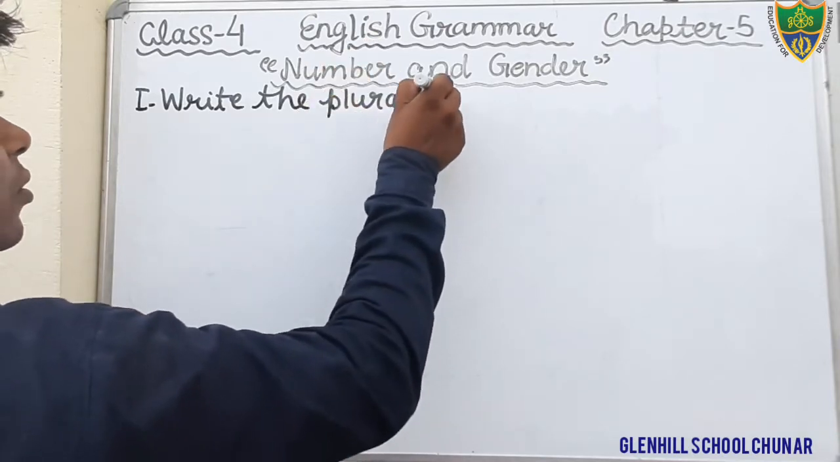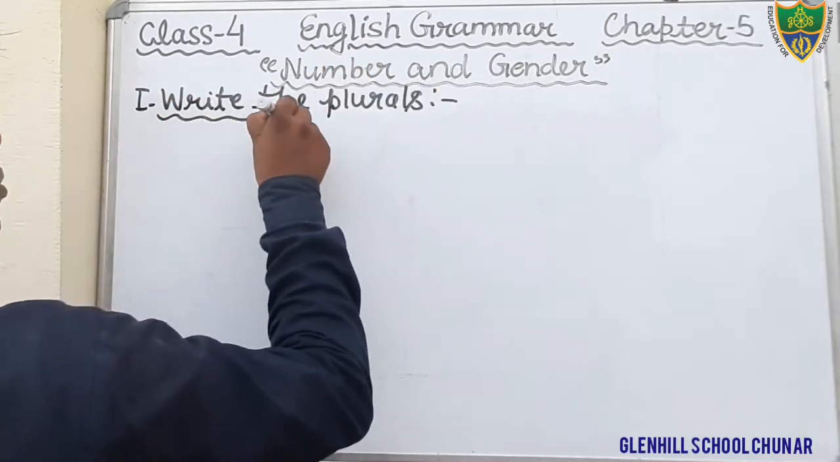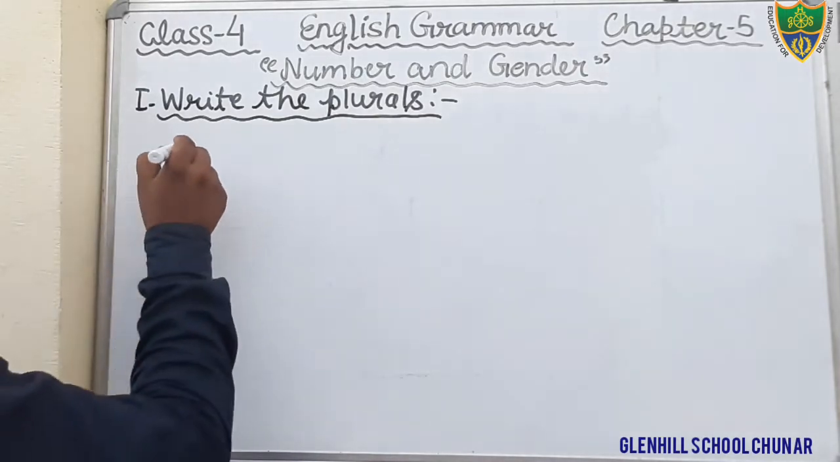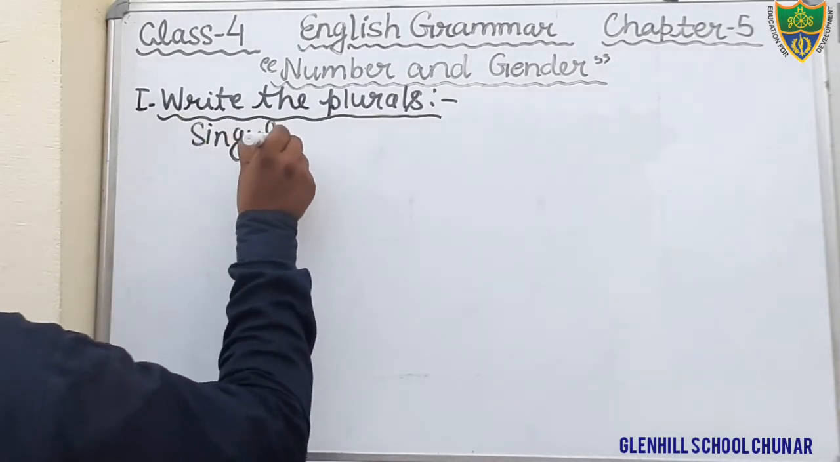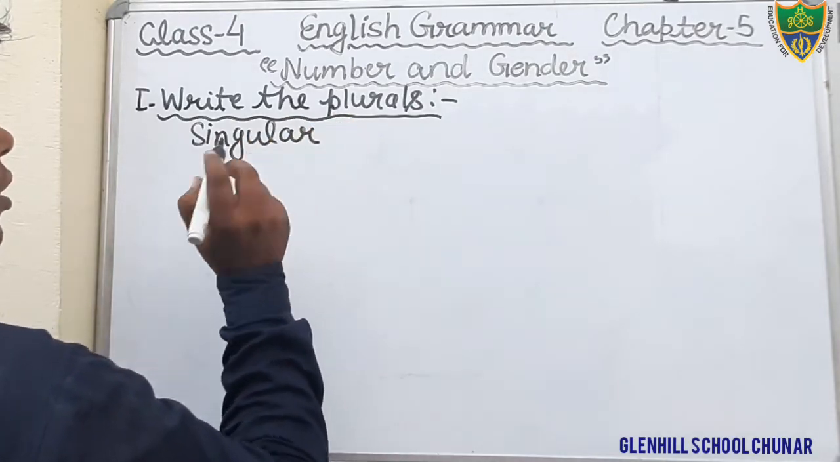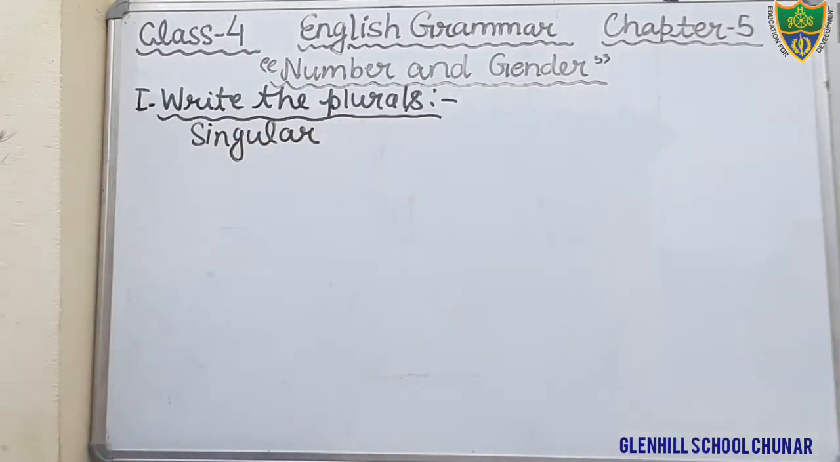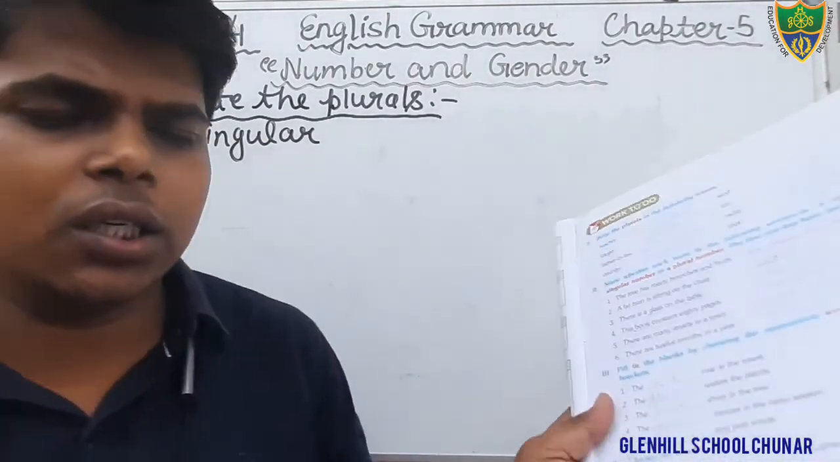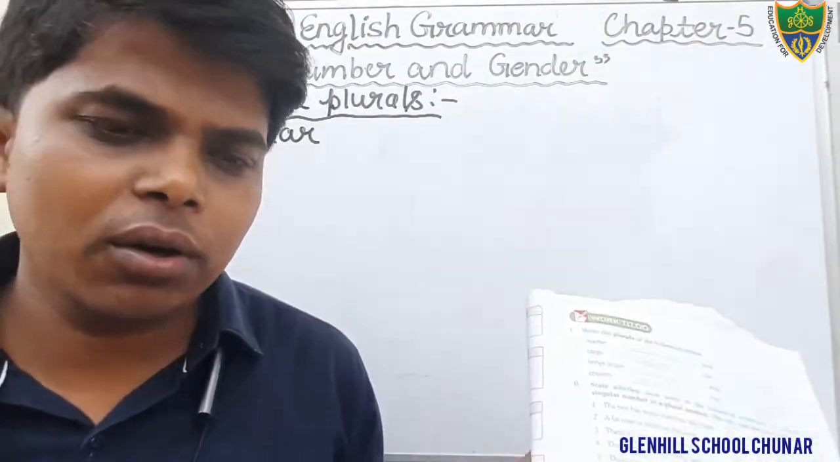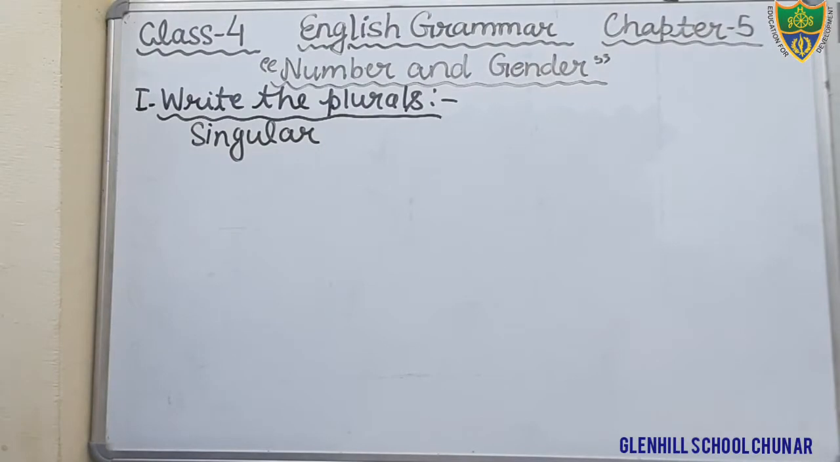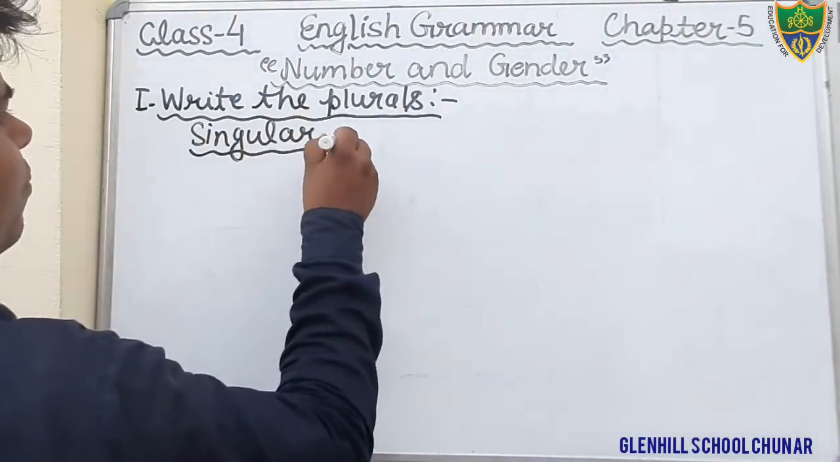Just see, there are two columns. You make two columns, singular and plural. No need to write in the notebook. You should write in the book only, because there is enough space. You can fill it in the book only. Just see here, I am writing it, singular and plural.